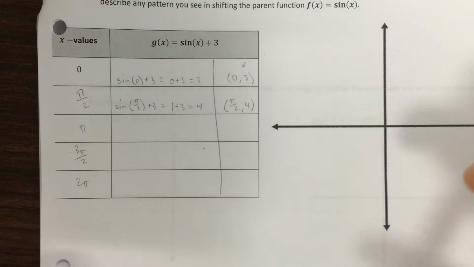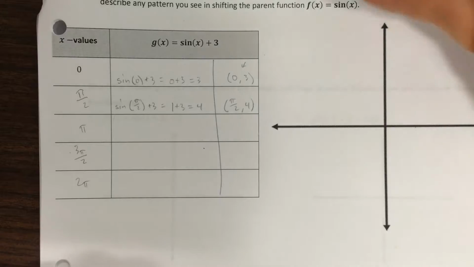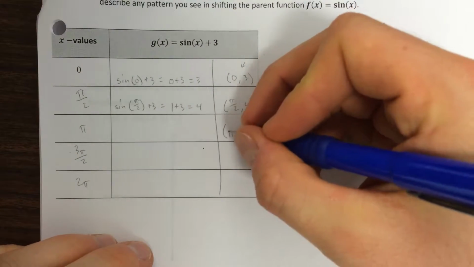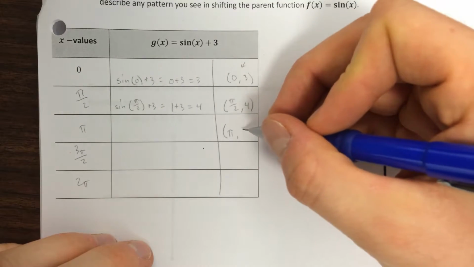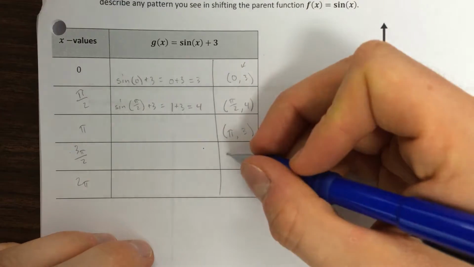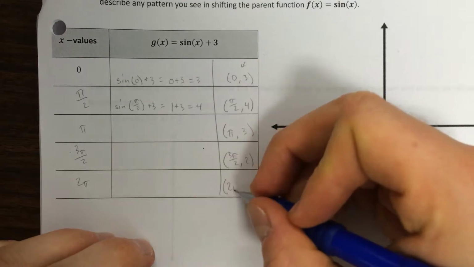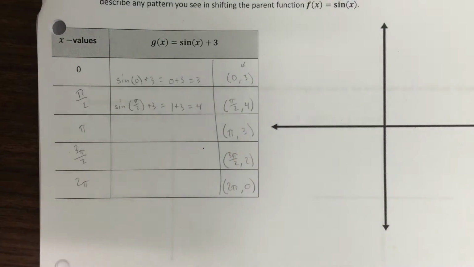If I were you, I would pause it, see if you can get the same things. I'm just going to do the ordered pairs here, though. But you might want to pause it, see if you can get these ordered pairs and know where they're coming from. Pi and 3. 3 pi over 2 and 2. And 2 pi and 3. So these are ordered pairs we will use to graph sine of x plus 3.